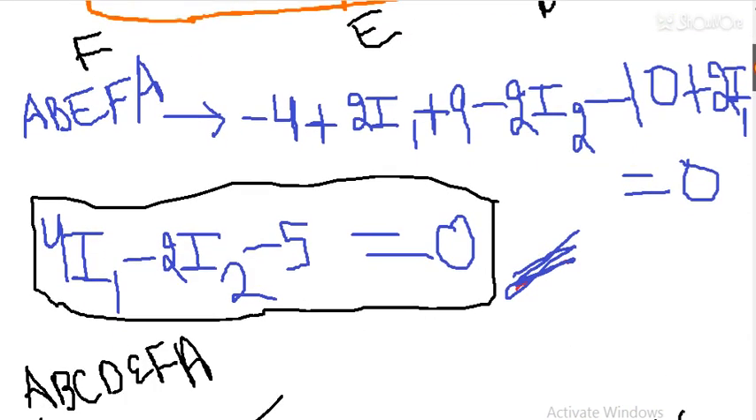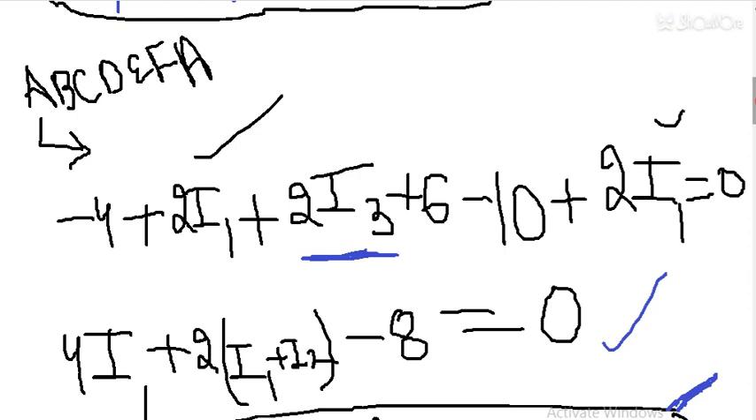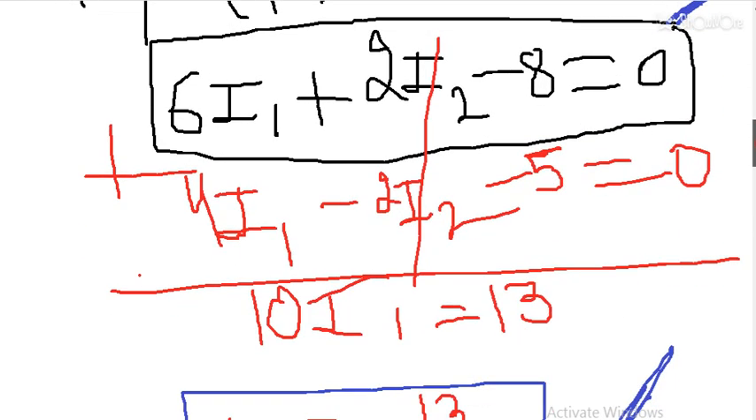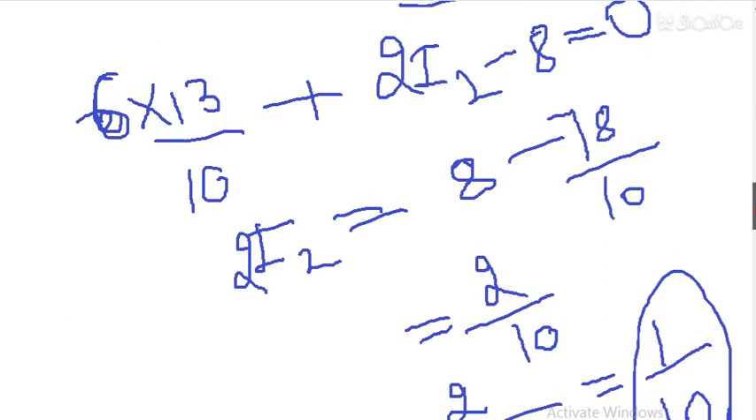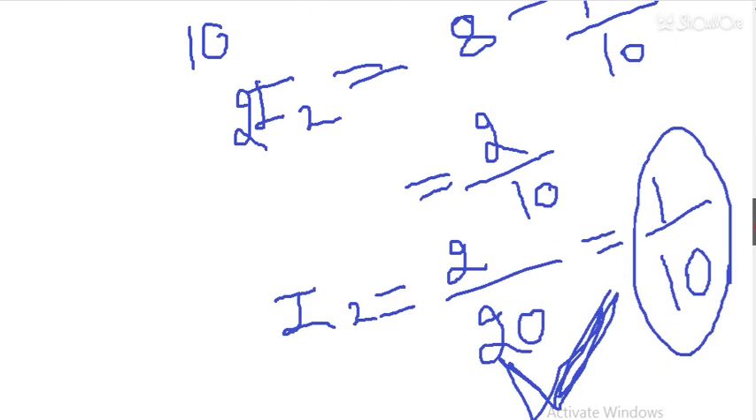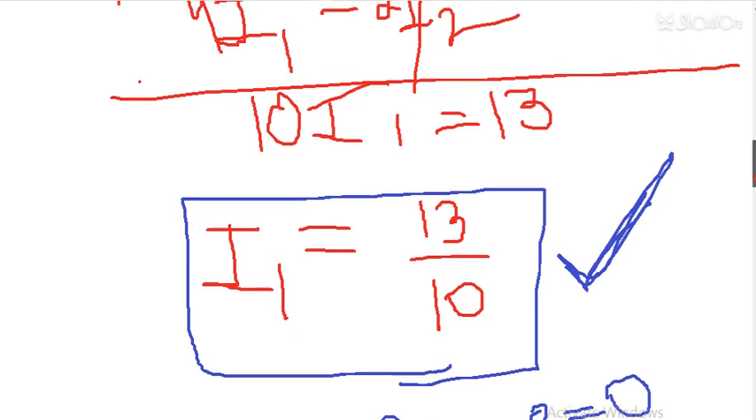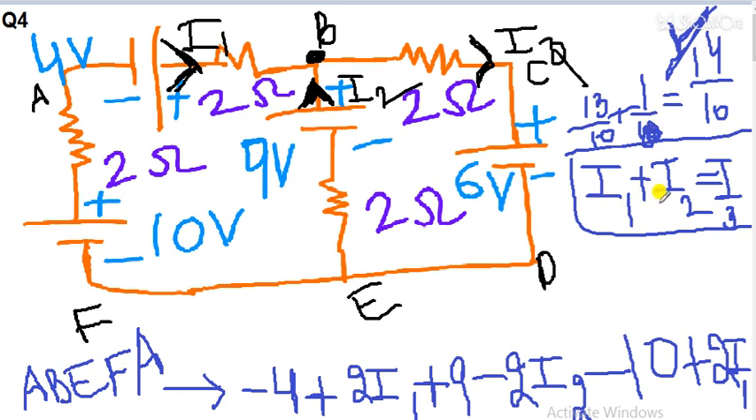Firstly we have taken the closed path ABEFA, then we have taken the path ABCDEFA, that was the outside loop. Then we made two equations and added them. I2 gets cancelled out and we get the value of I1. I1 is equal to 13 by 10. After this we calculated the value of I2. When we have the values of I1 and I2, then we can find the I3 current easily, because we have the relation given by Kirchhoff's current law at point B. So I1 plus I2 equal to I3. This was Kirchhoff's first law equation at point B.